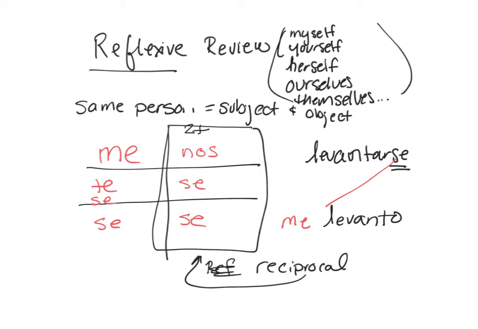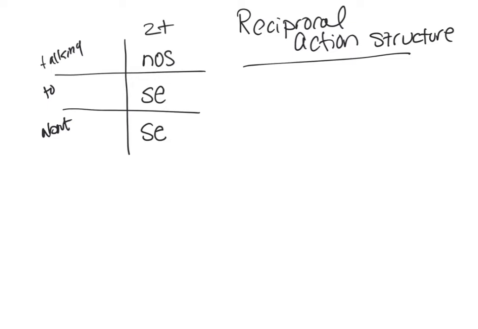So we're going to use these pronouns on the right-hand side, nos, se, or se. So as I said before, we're pulling from the reflexive pronoun set. So we have a nos, a se, and a se. And we're going to use those in order to, instead of saying ourselves, say each other.